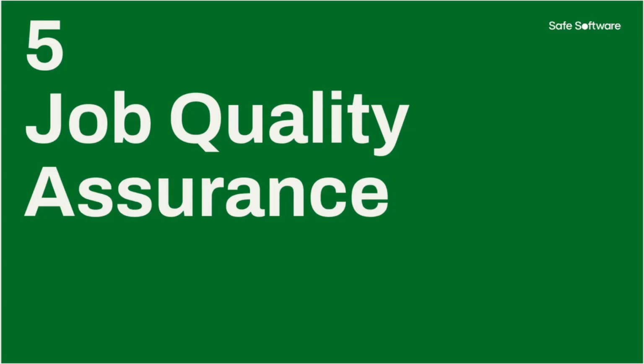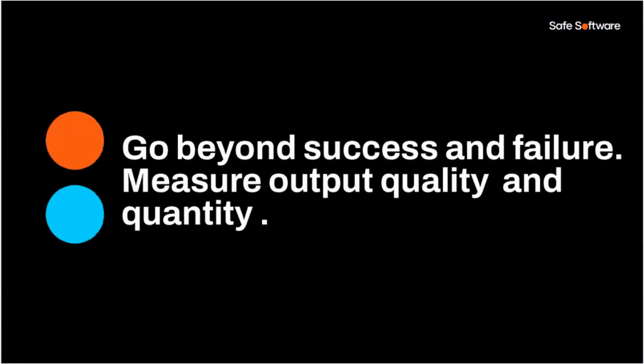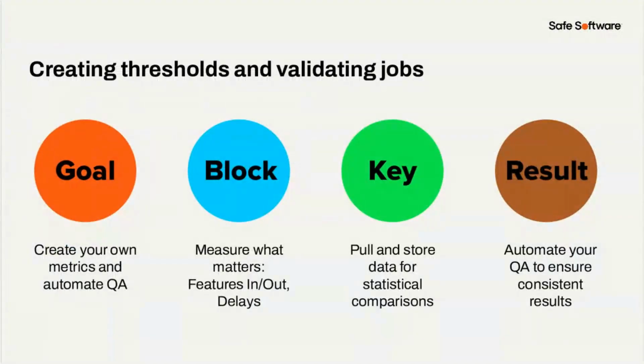For my second demo here, I'm going to talk about job quality assurance. So we're going to go beyond success and failure. We have those metrics. You can see them. You can be notified by them. They're pretty clear to see. But we want to look into the quality of the work of the job and make sure it's consistent.